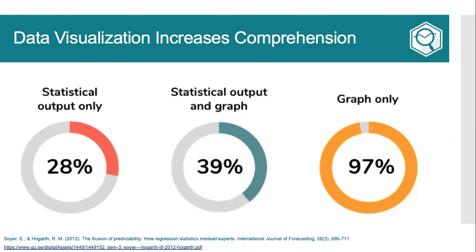For the papers where only the statistical outputs were presented, so only tables of numbers, 28% of the assumptions made were correct. In papers where there were statistical outputs and graphical representations of that statistical output, 39% of the assumptions made were correct. In papers where only graphical representations of the data were presented, almost all of the assumptions made about the data were correct.